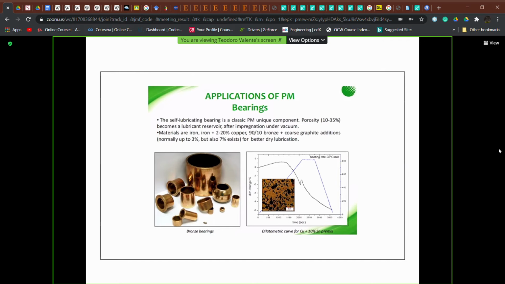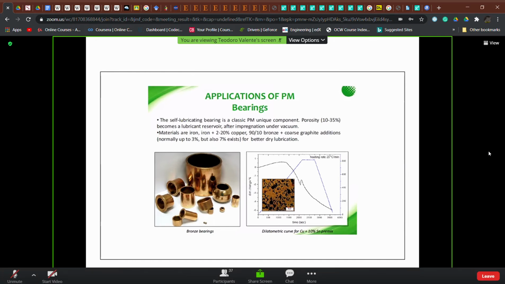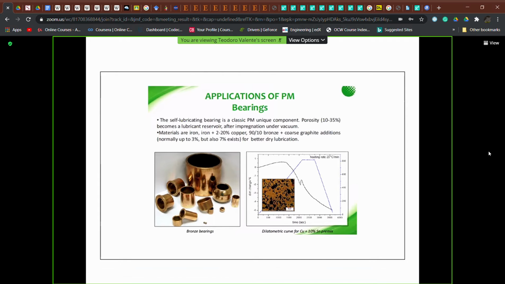And this is the case in which we are going to use, for example, again iron, but essentially iron, copper, or bronze and graphite additions, for bearings in which the final porosity, which is designed for the fabricated components, is not 0 point something, but is quite high, from 10 to 35%, because this porosity becomes a lubricant reservoir after impregnation under vacuum. And so we have dry lubrication properties of the fabricated bearings.